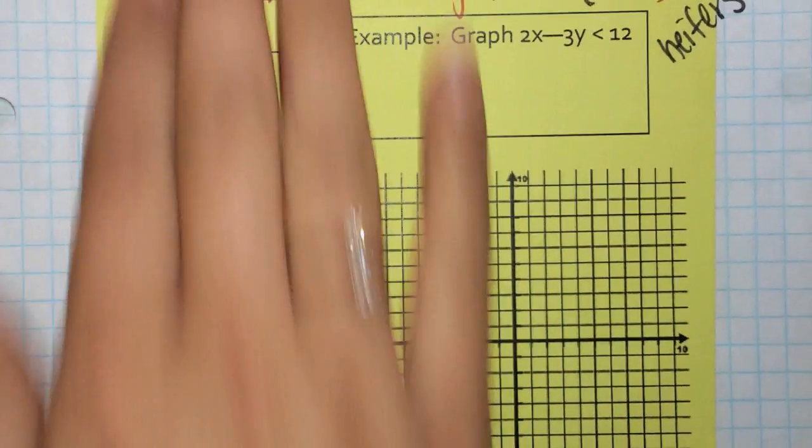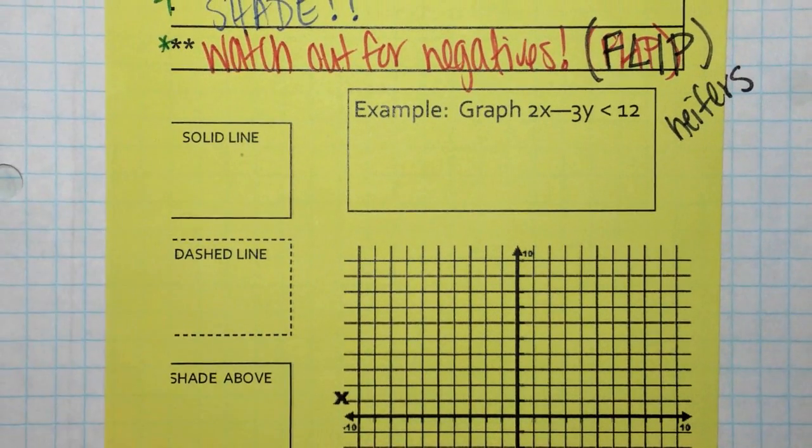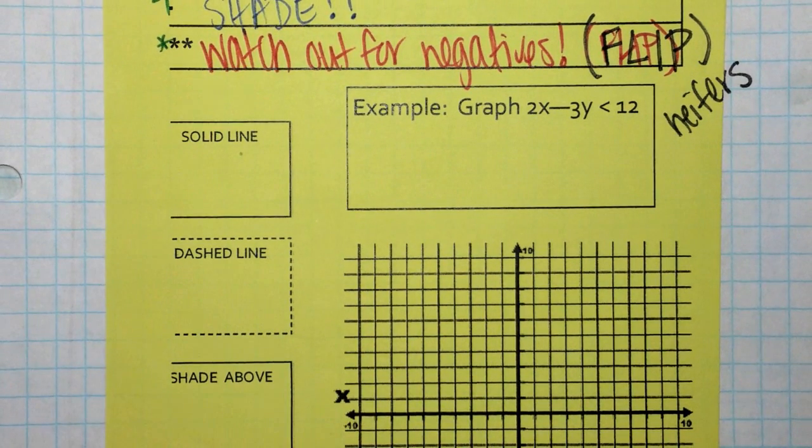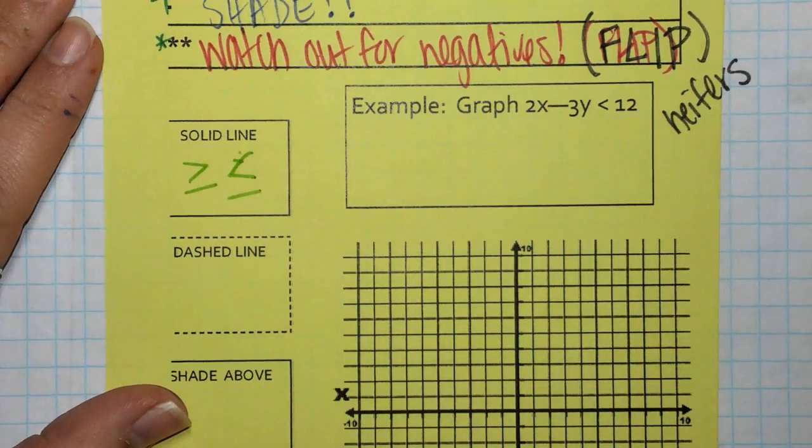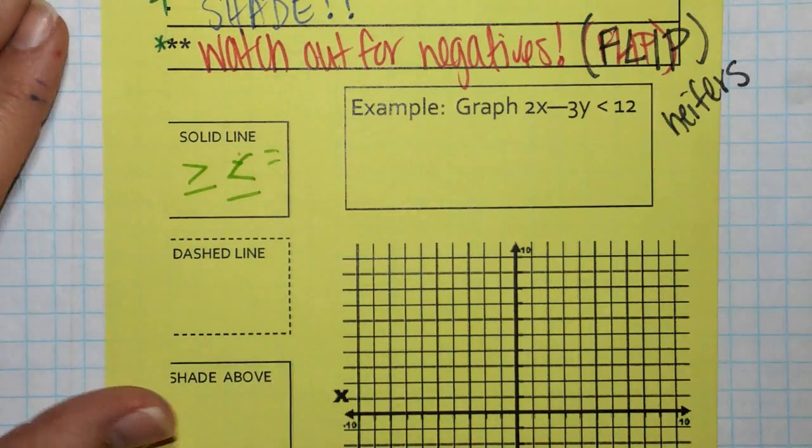Alright, here we go. So now we need to determine when we use a solid line or a dashed line. So we used a closed circle when it had a line under it. So when do you think we're going to use a solid line? When there's a line under it. So when it's greater than or equal to, less than or equal to, or good old-fashioned equal to.